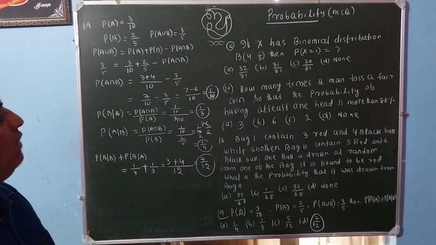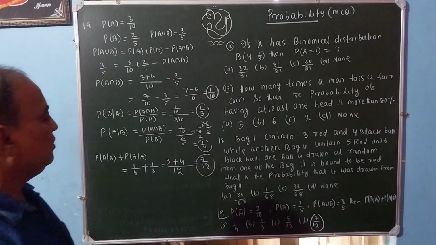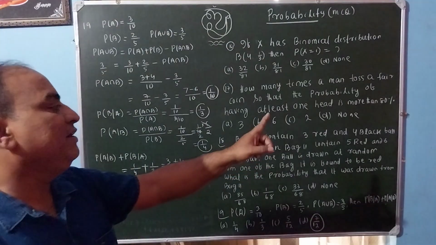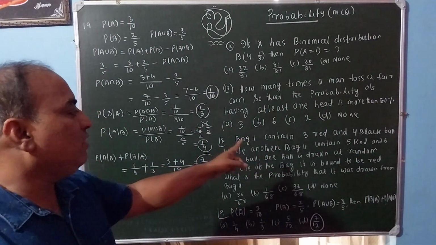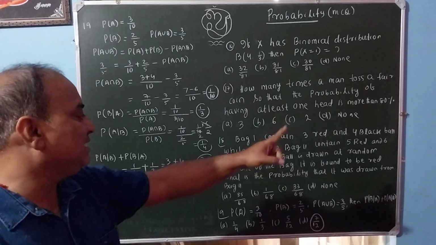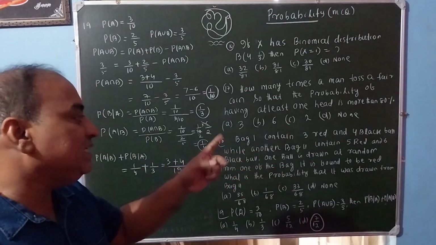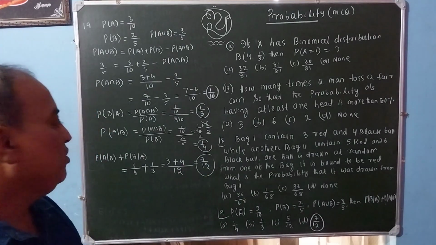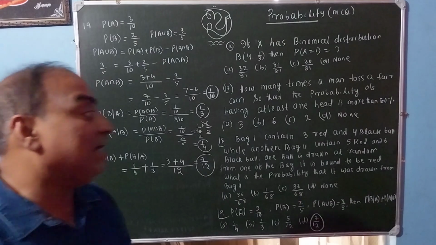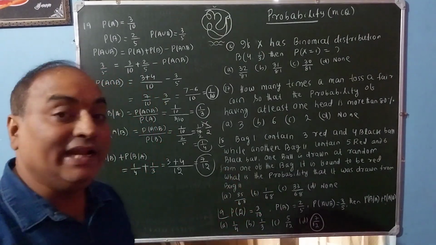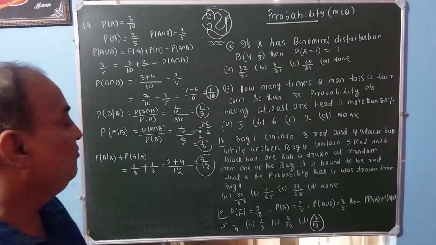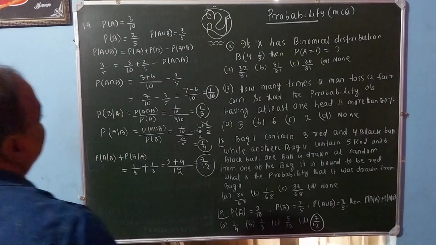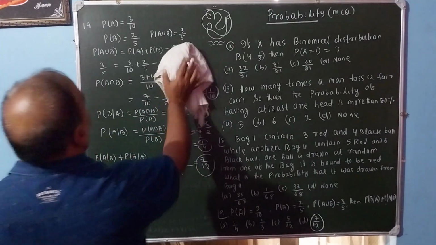Okay. Now we have to work out the question number 18. Bag 1 contains 3 red and 4 black balls, while another bag 2 contains 5 red and 6 black balls. One ball is drawn at random from one of the bags. It is found to be red. What is the probability that it was drawn from bag 2? It comes from the Bayes theorem. This is a very important question of Bayes theorem, which is very important so far as your examination is concerned.